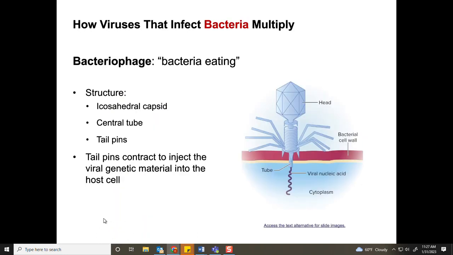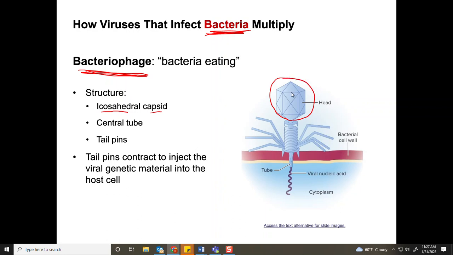So now, moving forward, we're going to talk about viral multiplication again, but notice we're going to talk about bacterial viruses. So these are viruses that infect bacteria. They are called bacteriophages, or I've heard people pronounce it "bacteriophage," tomato, tomahto, but that is a virus that infects bacteria. Their structure is they are going to have an icosahedral capsid, called the head here.